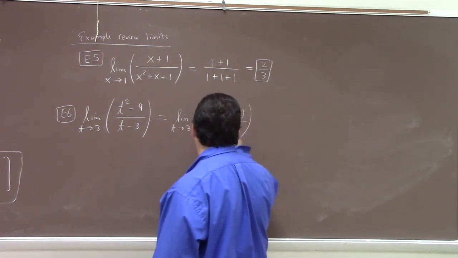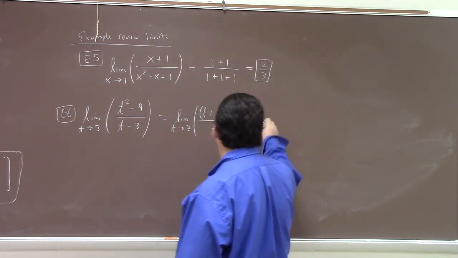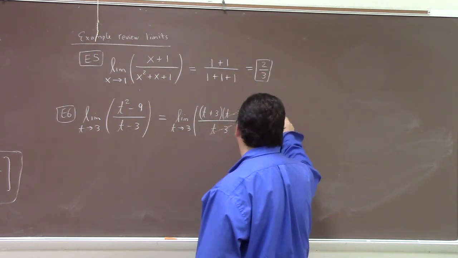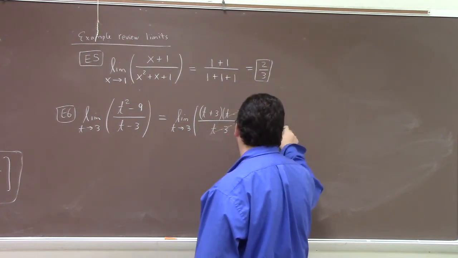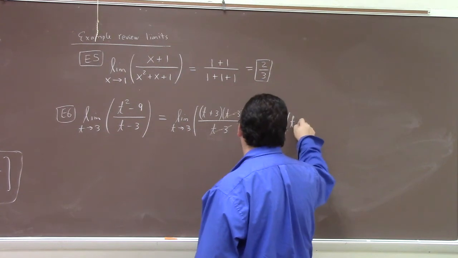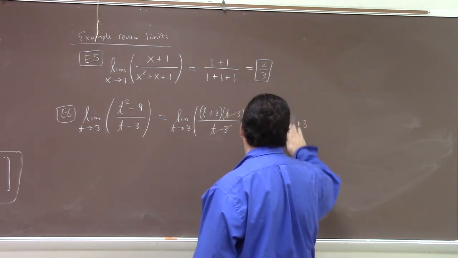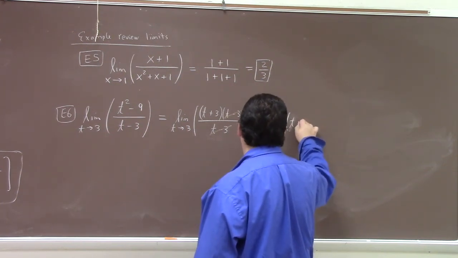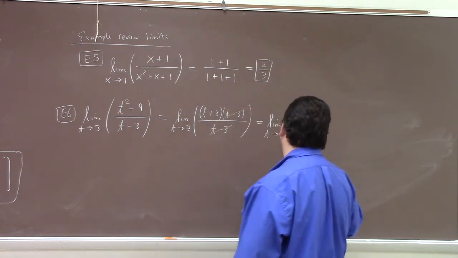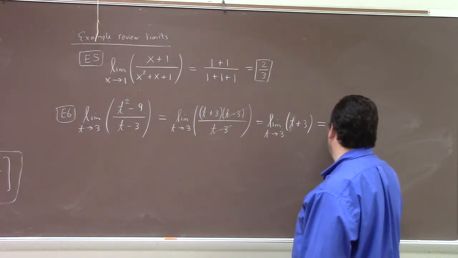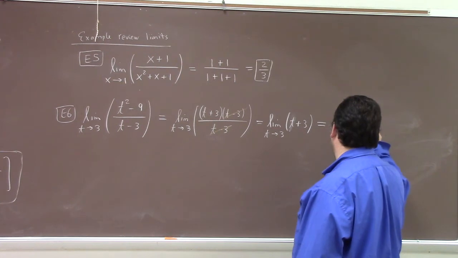And we've got the limit as t goes to 3 of t plus 3, which is just 3 plus 3. So the answer here is 6.